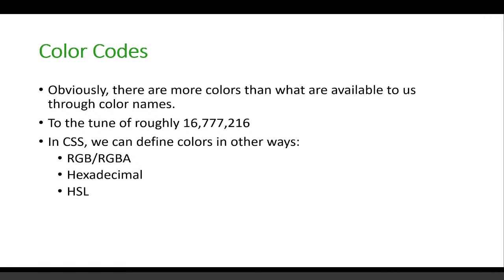And actually, I misquoted a few minutes ago. I said 4 million. It's actually more like 16 million. We have 16, almost 17 million colors that are available to us in the visible spectrum of light. And in CSS, we can define these colors in multiple different ways: RGB/RGBA, HSL, which is hue, saturation, and lightness. For those of you who are continuing on with me, we'll cover those in the spring. For the time being, the only color code that we're going to look at here is hexadecimal color.